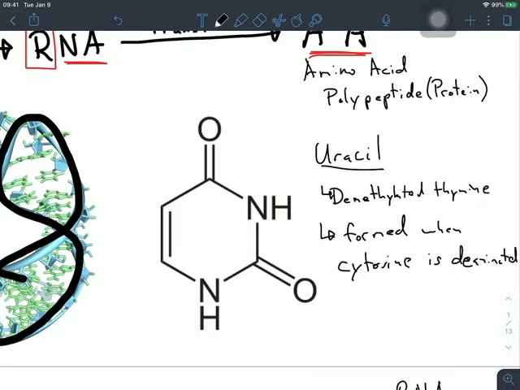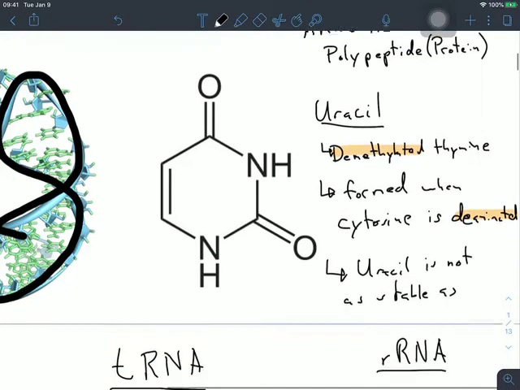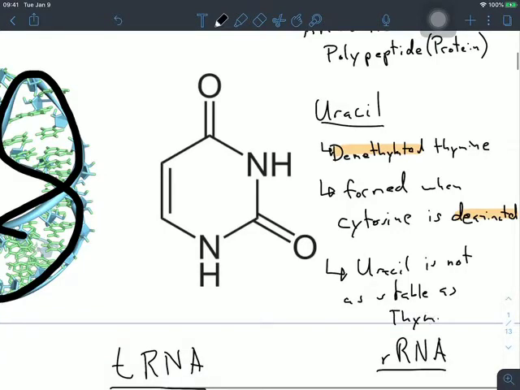Meaning that you can get uracil from instances where cytosine becomes damaged. Now, I don't expect you to know what demethylation or deamination are, but rather be able to identify that uracil is not as stable as thymine, because you can make it from different ways of damaging different bases.